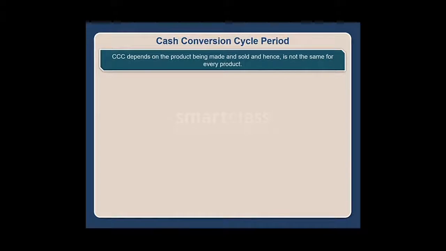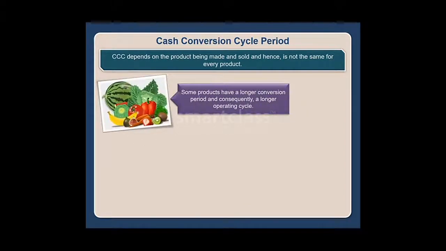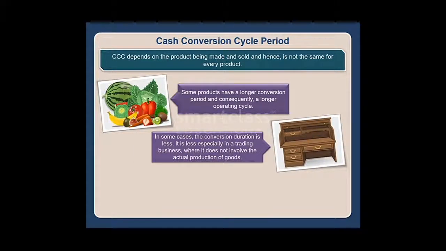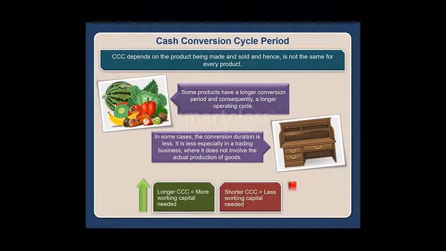Cash conversion cycle period. CCC depends on the product being made and sold and hence is not the same for every product. Some products have a longer conversion period and consequently a longer operating cycle. In some cases, the conversion duration is less. It is less, especially in a trading business where it does not involve the actual production of goods. Remember, the longer the cycle, more is the need for working capital, whereas shorter CCC means less working capital is required.